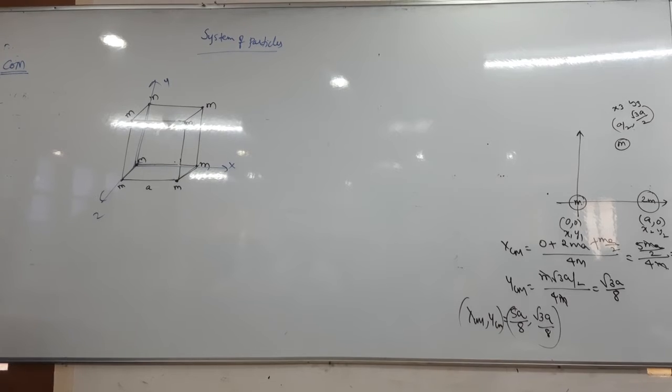So, A by root 2, na? A by 2 only, na? Here in the middle it is lying. In the middle it is lying, nothing but from this origin at what distance? A by 2 distance. From this origin again at what height?